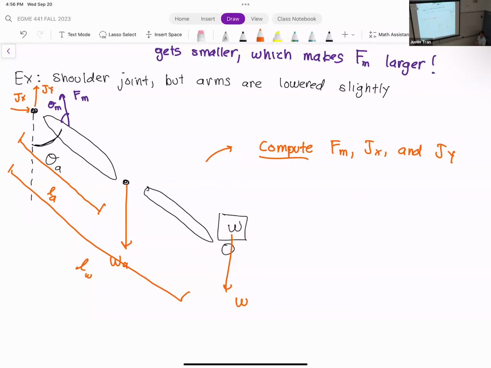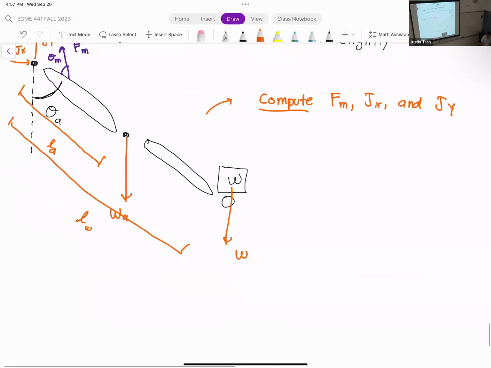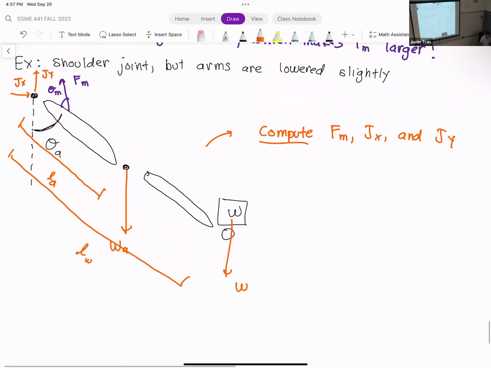This looks very similar to the problem that we did before, but what you'll see is that the fact that the arm is lowered is actually going to cause a lot of differences in our calculations.